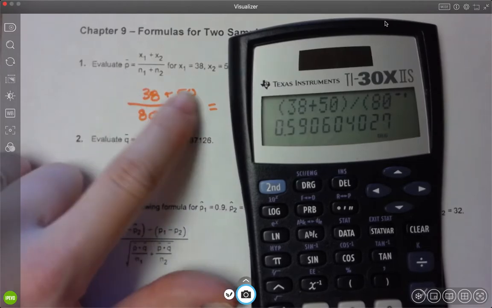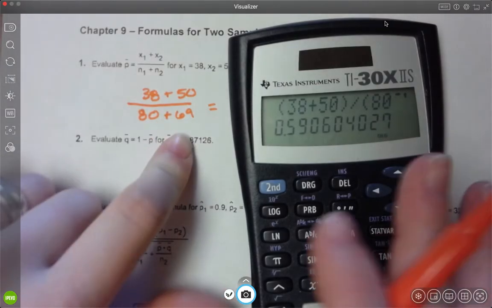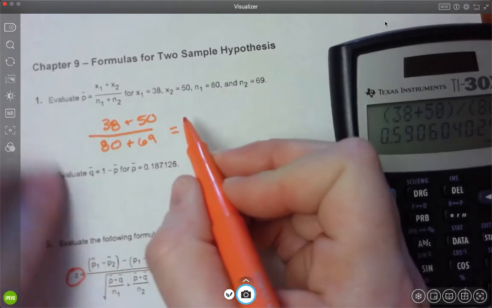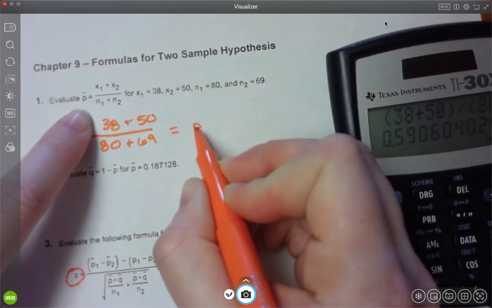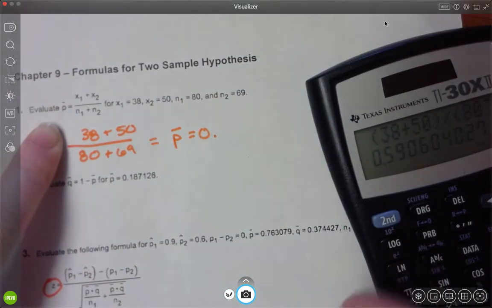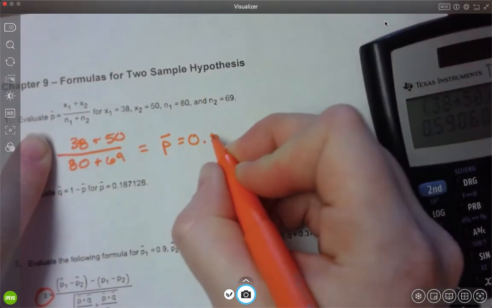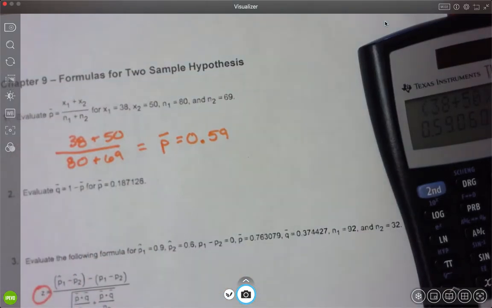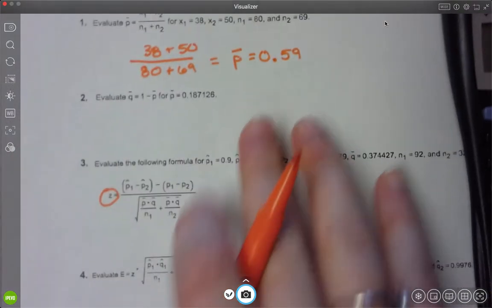Otherwise, you can do the top, figure out what the top is, figure out what the bottom is, and then you can divide. So P bar will be 0, and let's do 2 decimal places, 0.59. So all of these, go ahead and do 2 decimal places on, okay? All right, so same thing down here.